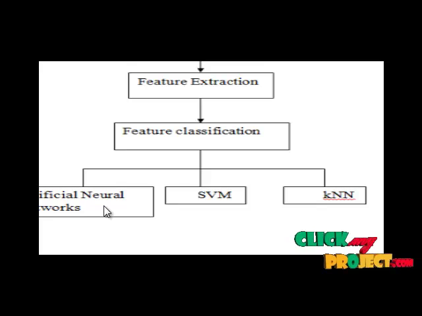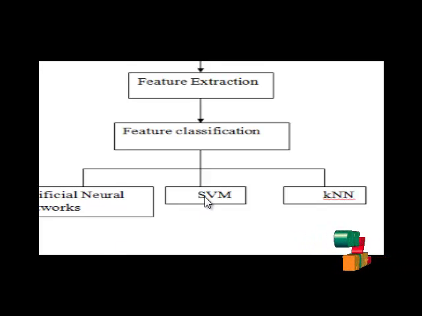ANN works as follows. ANNs are computational models inspired by the animal central nervous system that are capable of machine learning and pattern recognition. They are usually presented as systems of interconnected neurons that can compute values from inputs by feeding information through the network.